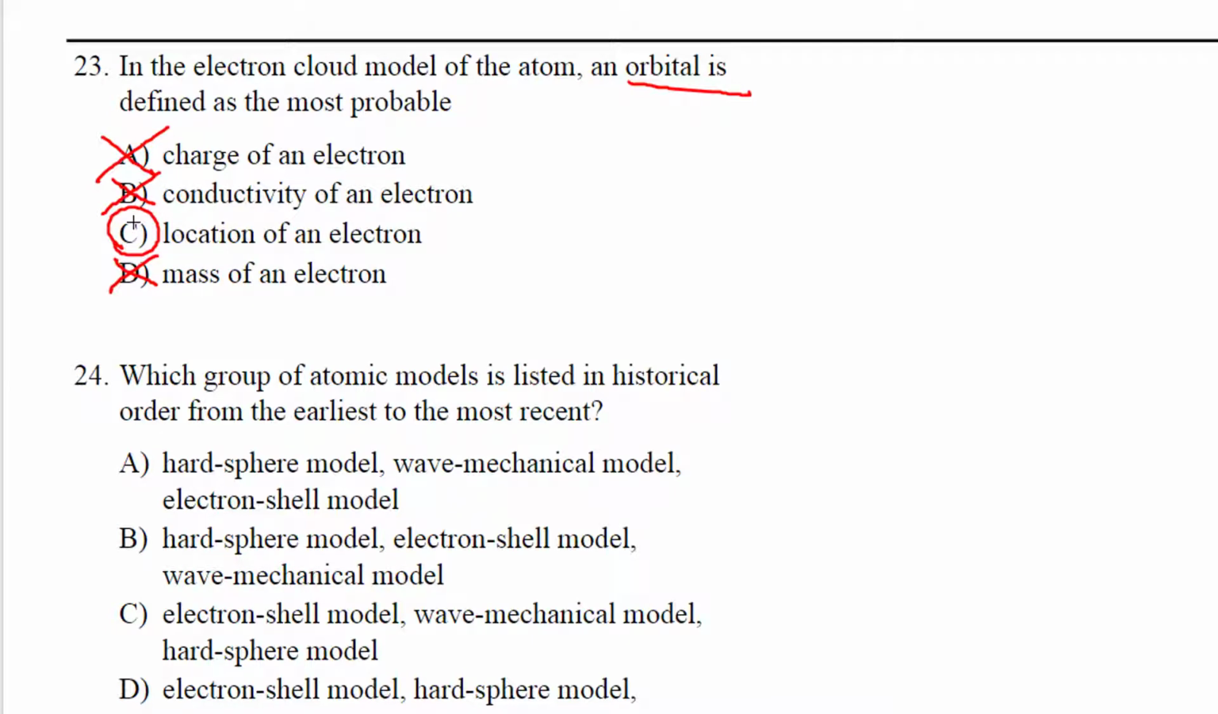Question 24. Which group of atomic models is listed in historical order from the earliest to the most recent? A, hard sphere model, wave mechanical model, electron shell model. B, hard sphere model, electron shell model, wave mechanical model. C, electron shell model, wave mechanical model, hard sphere model. D, electron shell model, hard sphere model, wave mechanical model. All right, let's break this one down.